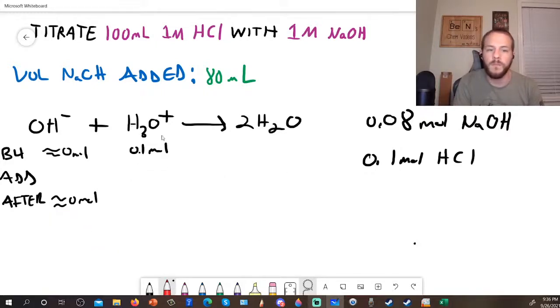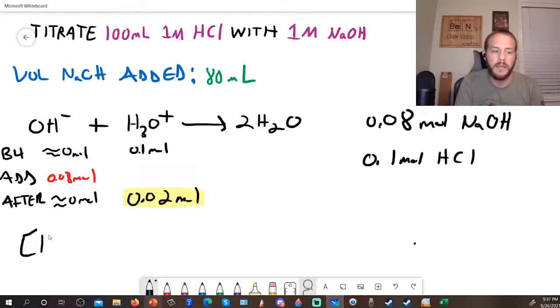So in this case, our addition is 0.08 moles of the hydroxide ion. The hydronium ion is still in excess, although not by much, but still enough to neutralize all of the added hydroxide ion. So our hydroxide is going to go away, and our amount of hydronium ion will become 0.1 minus 0.08, which is 0.02 moles.